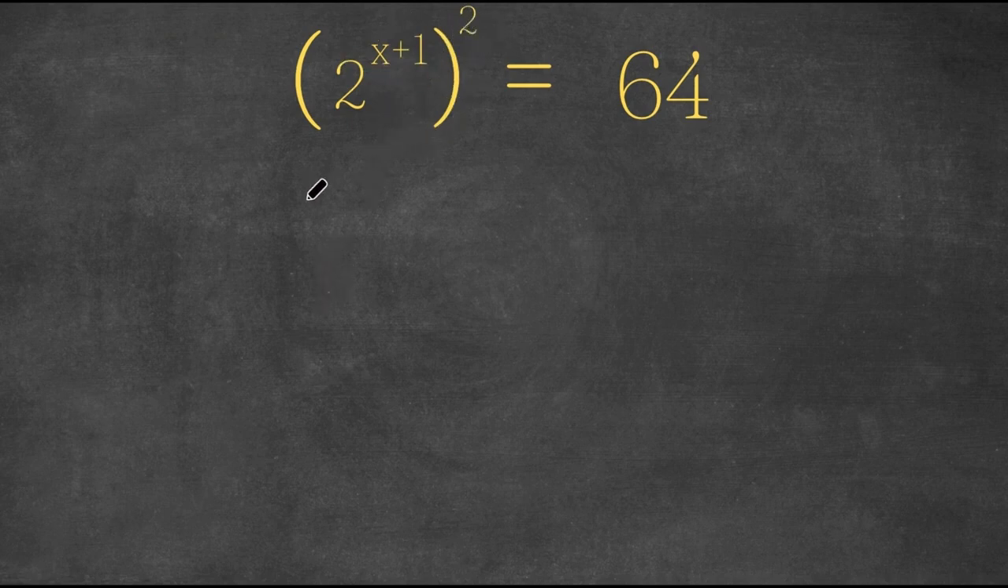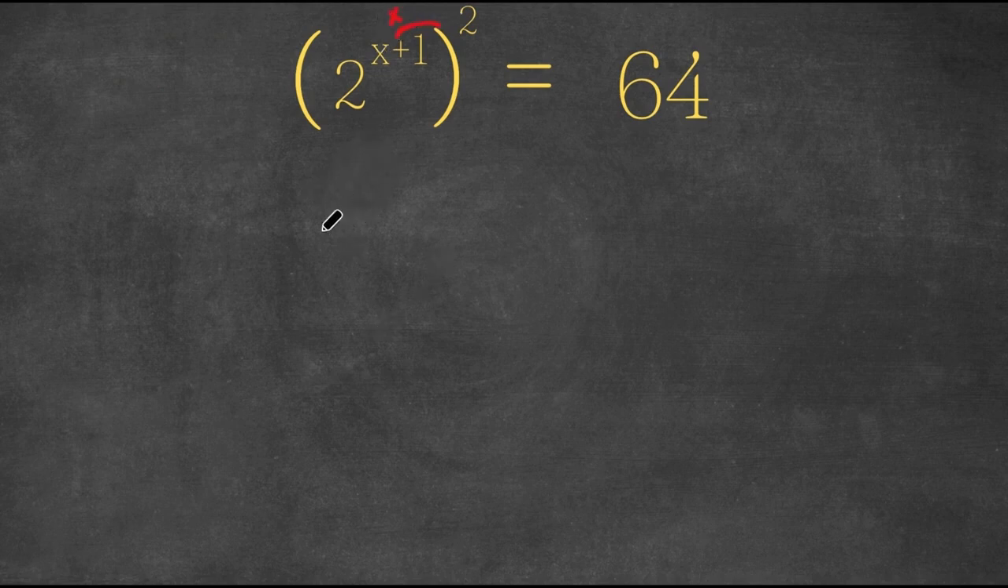Whenever we have, let's say, (a^b)^c, this is also equal to a^(b times c). So these two exponents simply multiply. So for this term, we have 2^(x+1) to the power of 2, meaning that these two terms are going to multiply.